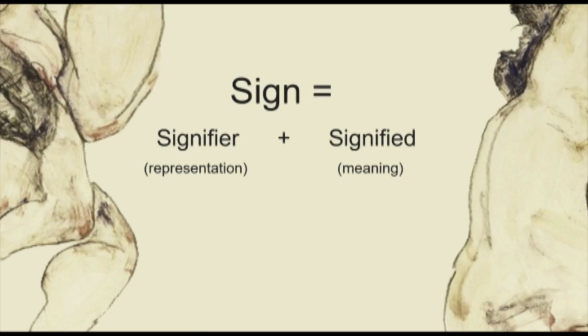The signifier is basically the word that we use to represent it, such as the word microphone or the word tree, or an image of a microphone or an image of a tree. The signified is the mental concept that emerges when we think of that word or we see that image. It's basically the meaning that we attach to it when we see the representation.